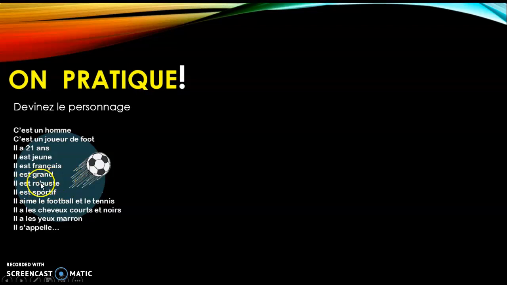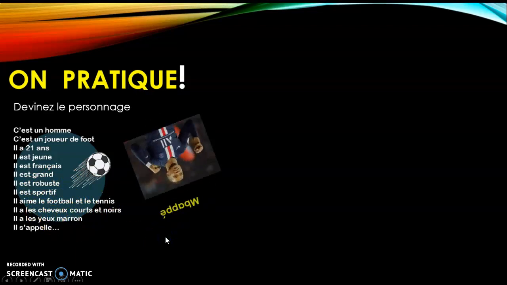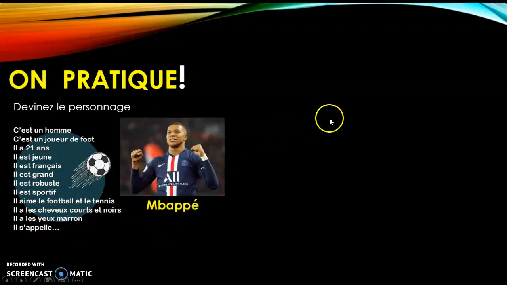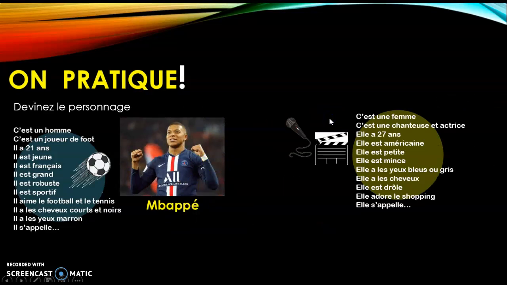Robuste means that he is not fat and is not thin. It's like muscle, strong. Il est sportif. Il aime le football et le tennis. Il a les cheveux courts et noirs. Il a les yeux marrons. Il s'appelle... So, who can you think of who has this description? Joueur de foot, 21 ans, français, robuste, grand et sportif. Les cheveux courts, les yeux marrons. It's Mbappé.